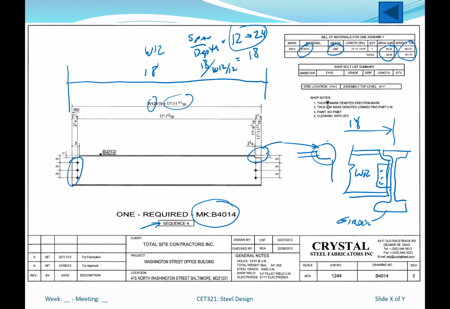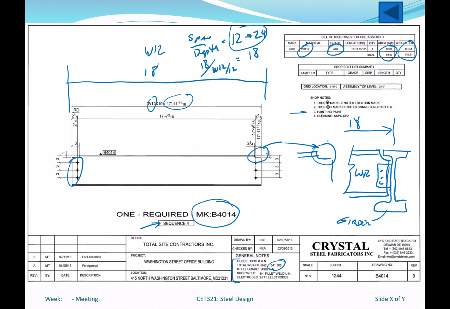Again, some highlights here: hole size, typical hole size, total weight, grade of steel. Just a bunch of different information that is used to track what goes into paint and what goes into fabricating this beam.